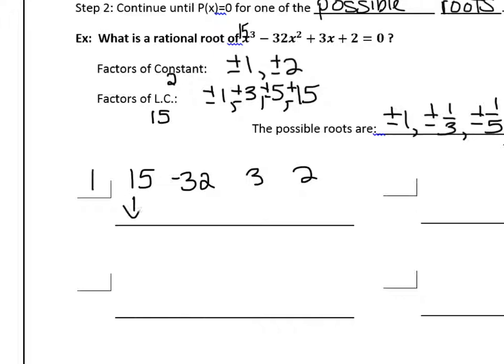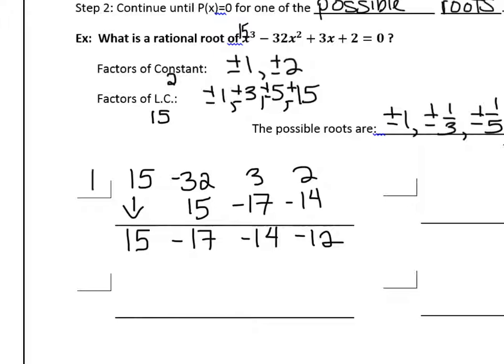So we bring the 15 down. 15 times 1 is 15. Add that to negative 32, we're looking at negative 17. Multiply negative 17 times 1. Add that to 3. Negative 14 times 1 is negative 14. Negative 12. Did it have a remainder of 0? Nope, which means it is not 1. So that was the positive 1 we checked.